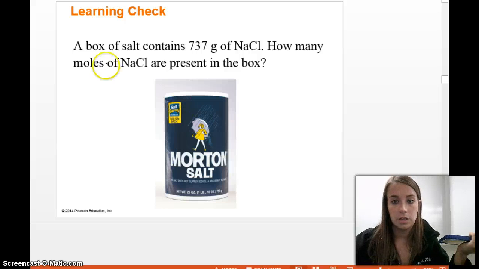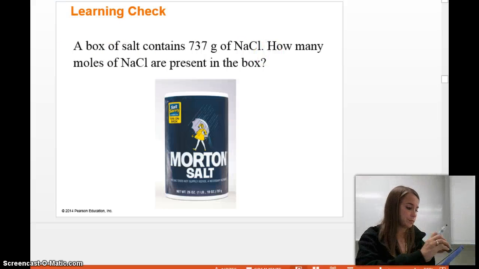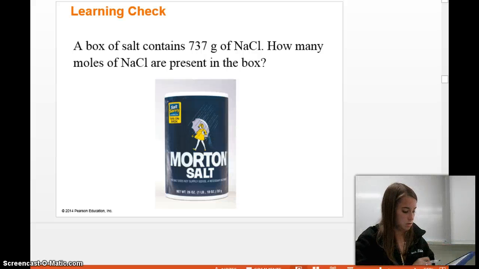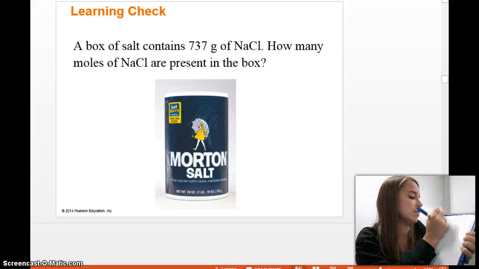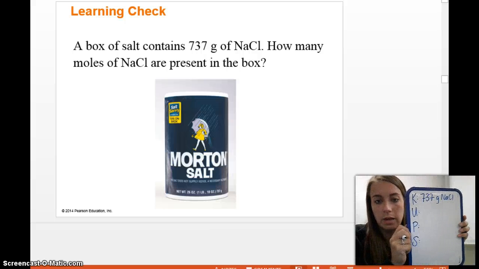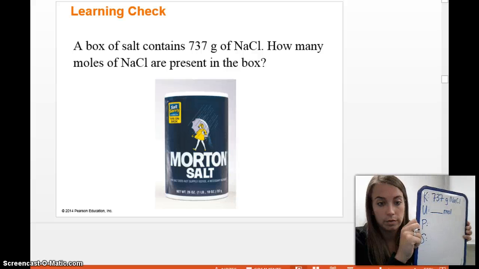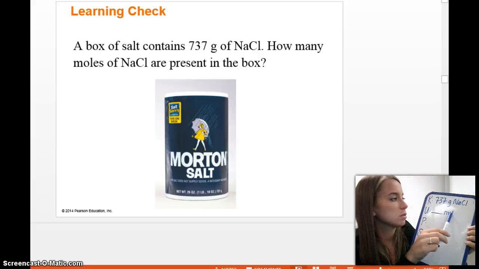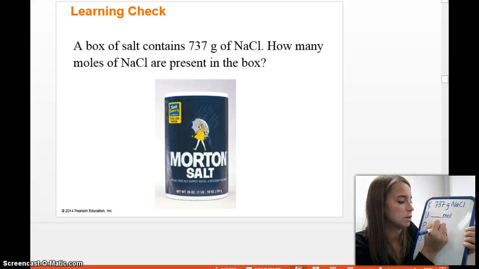A box of salt contains 737 grams of NaCl. How many moles of NaCl are present in the box? So we need to use our cups method again. So let me erase what I had before. My known is the mass. So I know that we have a mass of 737 grams of NaCl. My unknown is I'm looking for how many moles. My plan is going to be how many grams is 1 mole of NaCl. Well, I'm trying to get rid of grams, so grams are going to go in the bottom. 1 mole is going to go in the top.